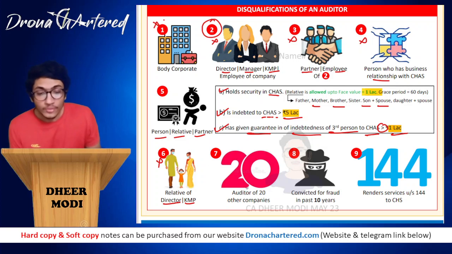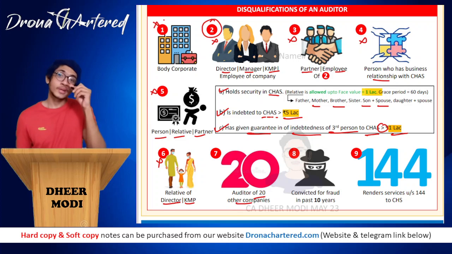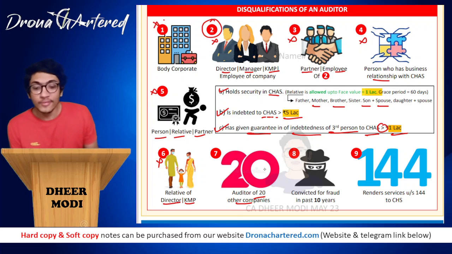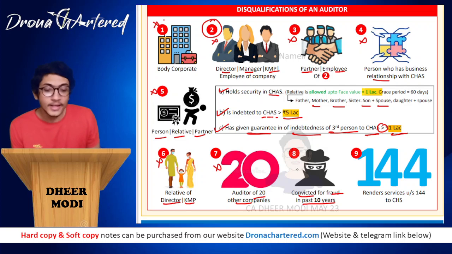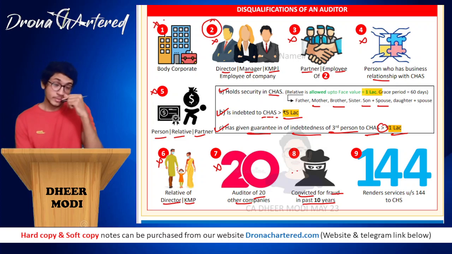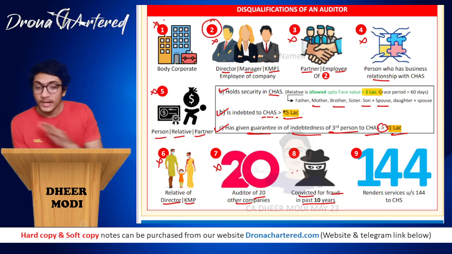Next is if you are an auditor. If you are auditor of 20 other companies, you will automatically be disqualified because there is a ceiling limit of 20 companies. If you have been convicted for fraud in the past 10 years, you will not be allowed. You will be disqualified. So from the date you commit fraud, 10 years from that point of view, you will not be allowed to be an auditor anywhere.